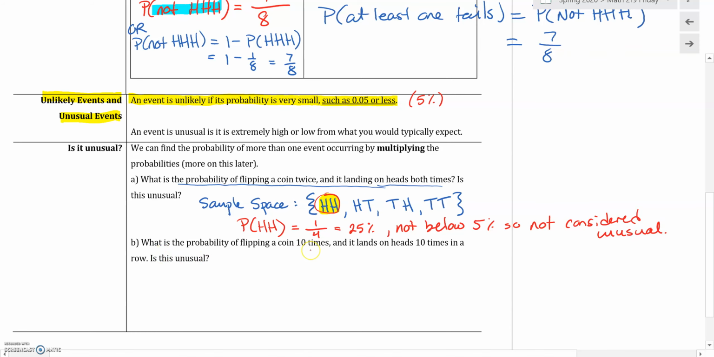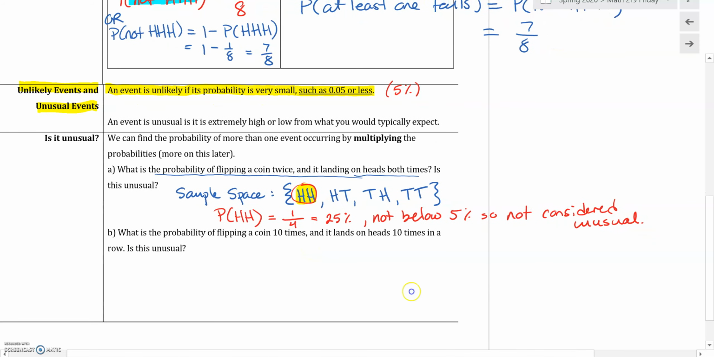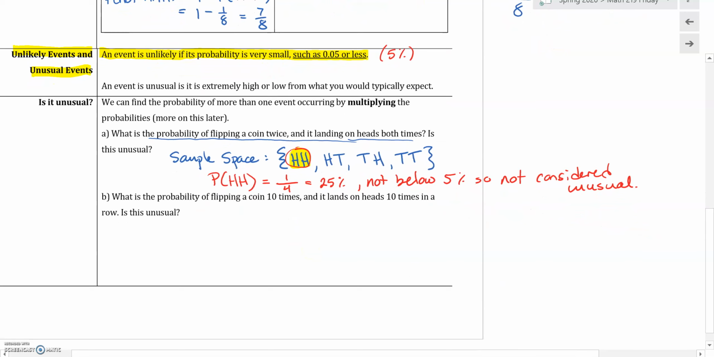But here I'm going to flip a coin 10 times. Now, if we tried to do this sample space, we would quickly be outnumbered. One thing we could do is, when you've got 2 outcomes, heads or tails, and I'm flipping the thing twice, I could raise it to the 2nd power and I could see that there would be 4 things in my sample space.